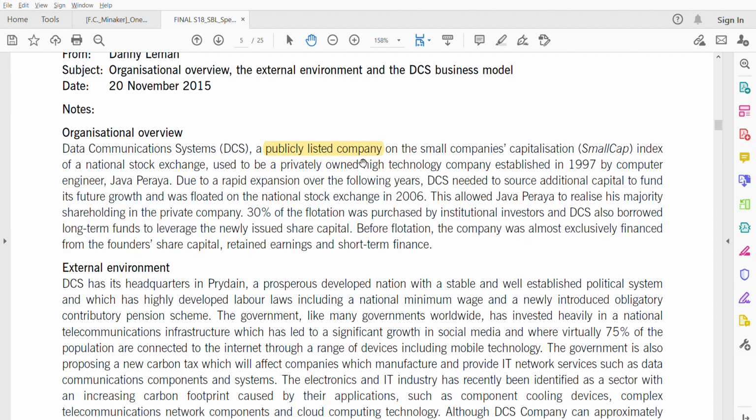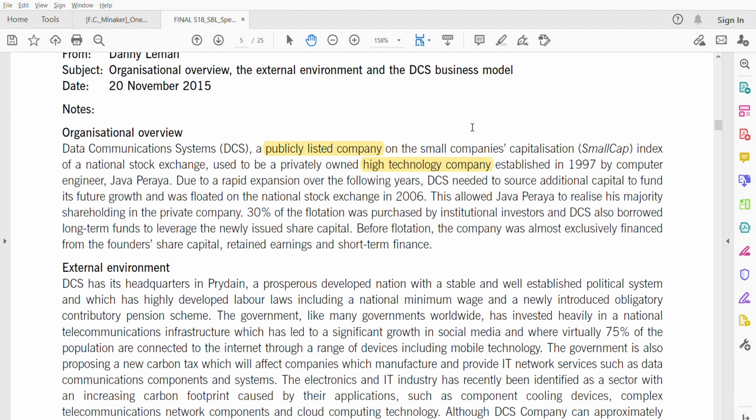And then which industry is it? High technology company. Again, very important. Established in 1997 by computer engineer Java Preya. So Java Preya is a computer engineer. Okay. Due to rapid expansion over the following years, DCS needed to source additional capital to fund its future growth and was floated on the National Stock Exchange in 2006. Okay. This allowed Java to realize his majority shareholding in the private company. 30% of the flotation was purchased by institutional investors. Okay, and DCS also borrowed long-term funds to leverage the newly issued share capital.